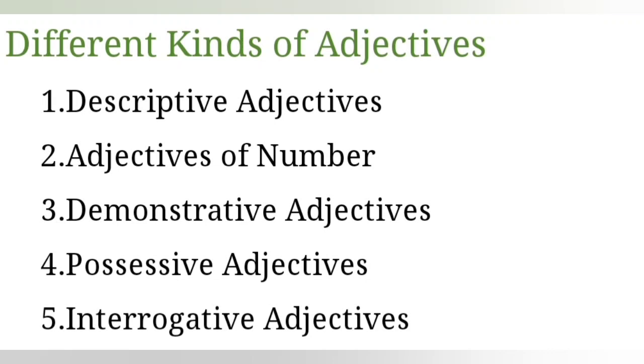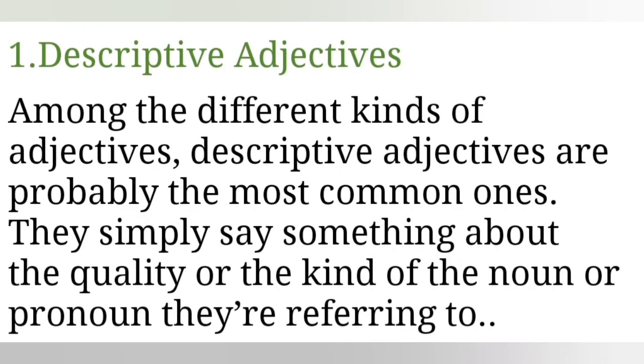Different kinds of adjectives: descriptive adjectives, adjectives of number, demonstrative adjectives, possessive adjectives, interrogative adjectives. Descriptive adjectives. Among the different kinds of adjectives, descriptive adjectives are probably the most common ones. They simply say something about the quality or the kind of the noun or pronoun they are referring to.